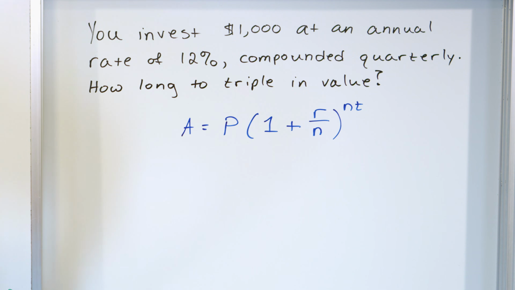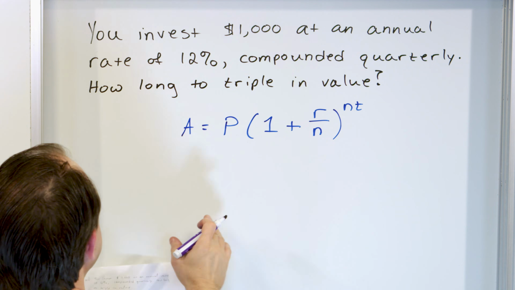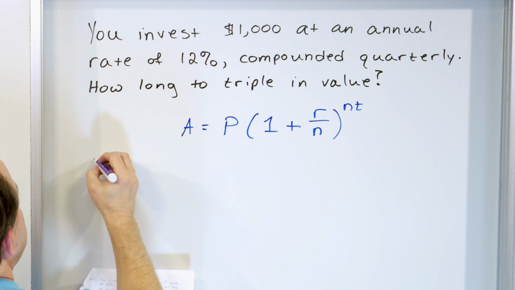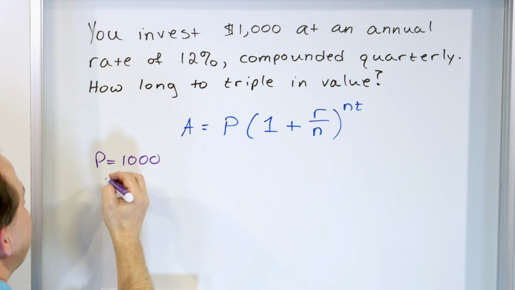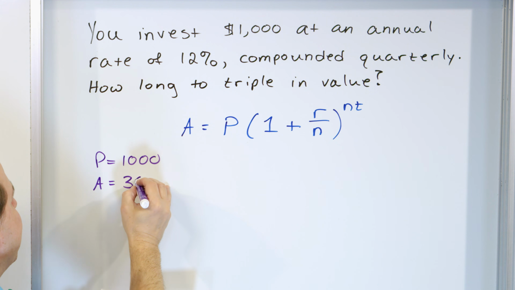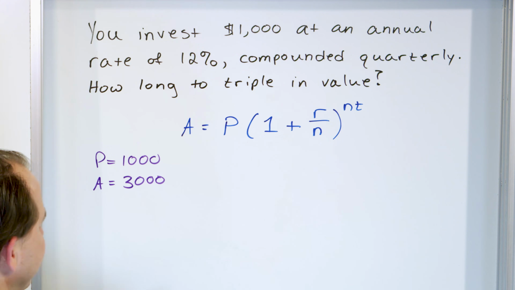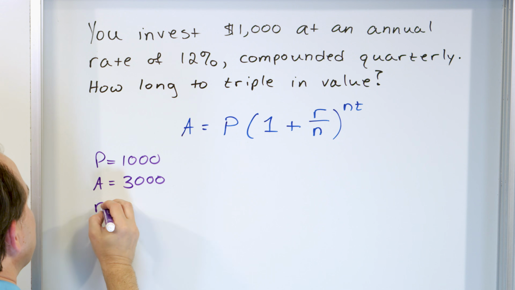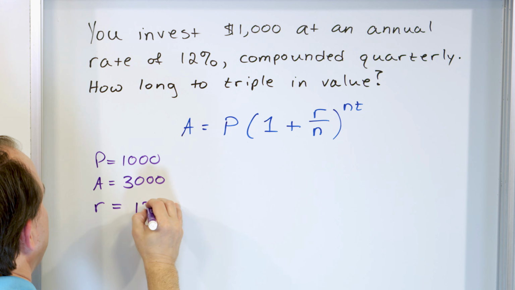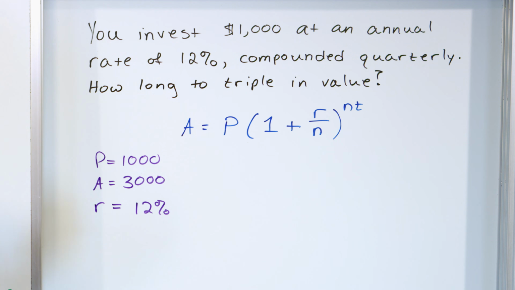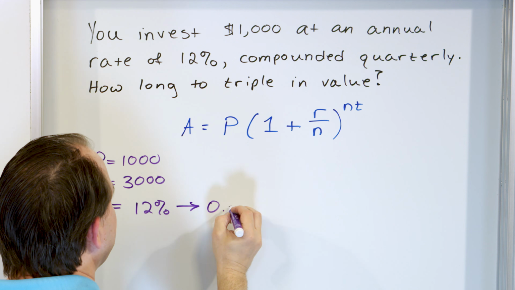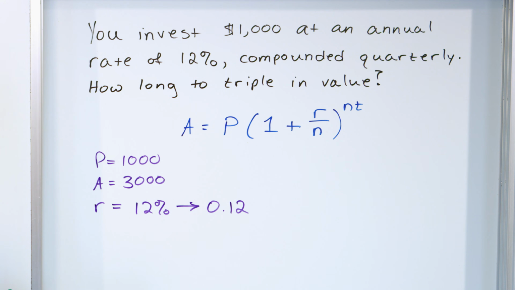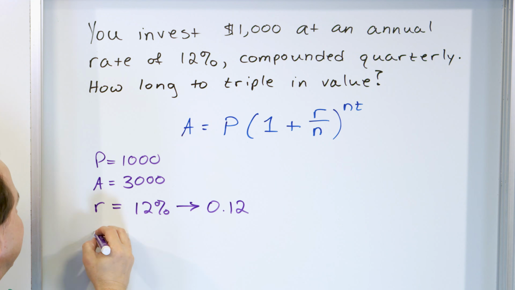Now in this case, we are given that the principal is 1,000. But we're trying to figure out how long it takes to triple in value, so the amount down the road that I care about is 3 times that. It's given to you by telling you it's trying to triple in value. The annual rate, which is always R, is 12%, but you never ever want to put a percentage in a math equation, ever. You always convert it to a decimal, 0.12. And then it tells you it's compounded quarterly. That means n times per year, so n is equal to 4.